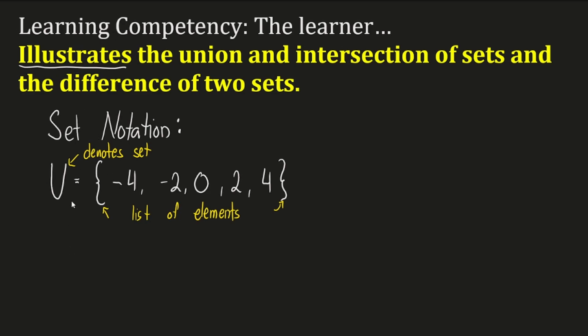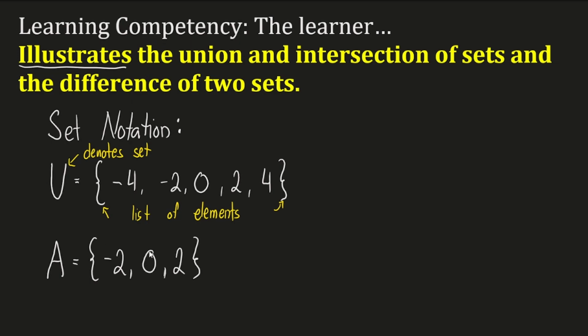I'm going to get a subset for our universal set. So I'm going to put it as A because that's how we write it. Then let's say I'm going to get -2, 0, and 2. And notice that each time I write off an element, they are separated by a comma.